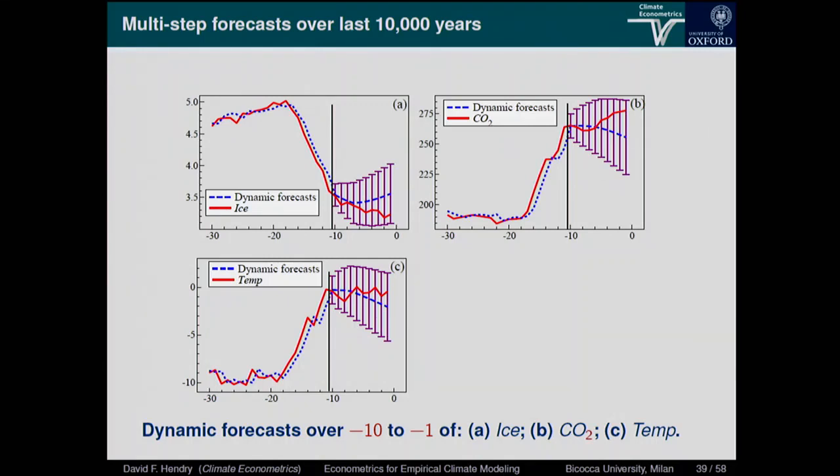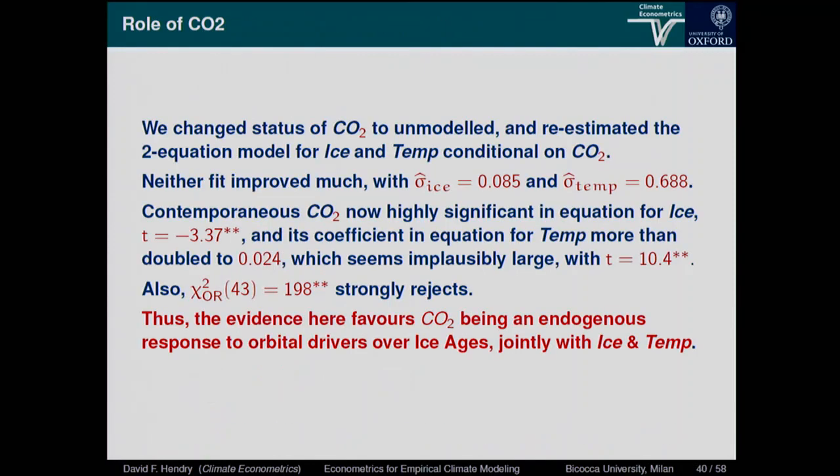Not much initially, but towards the end, quite a bit. Now, I also changed the status of CO2. Is CO2 really one of the causes? So I made it exogenous and did a two-equation model. And now the coefficient for CO2 is quite ridiculous.